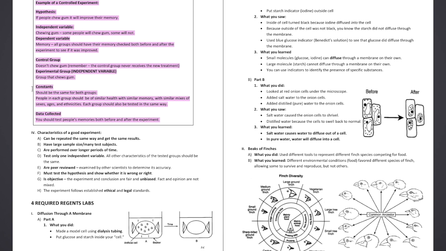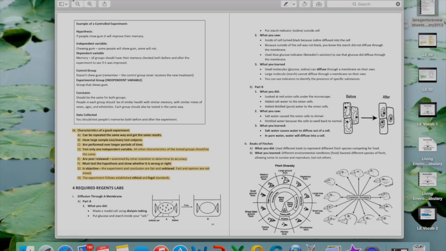Constants should be the same for both groups. People in each group should be of similar health, with similar memory, with similar mixes of sexes, ages, and ethnicities. Each group should also be tested in the same way. Data collected: you should test people's memories both before and after the experiment.